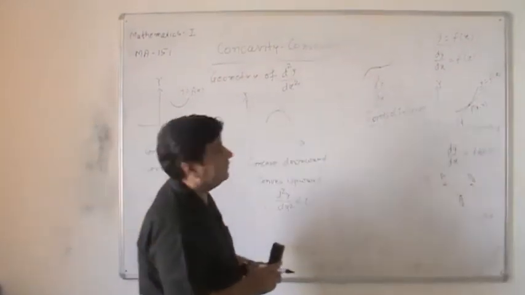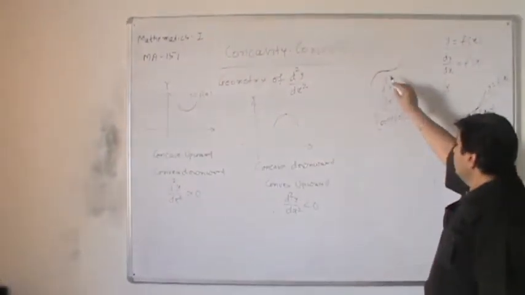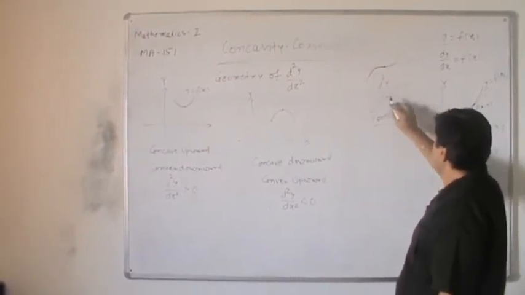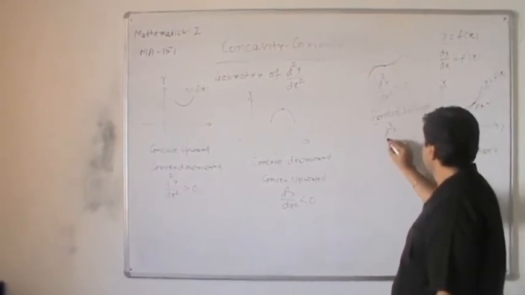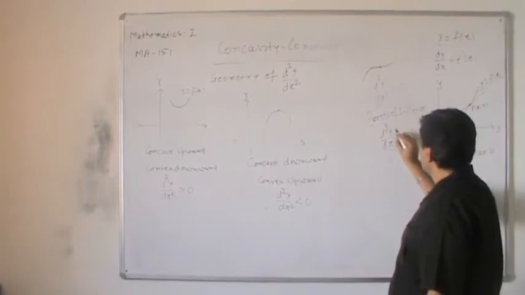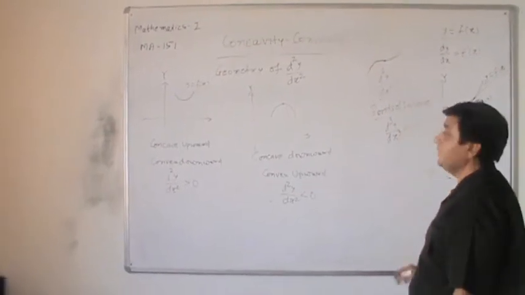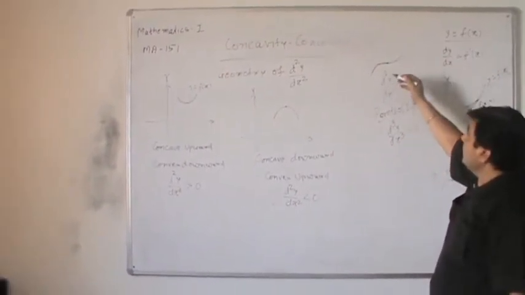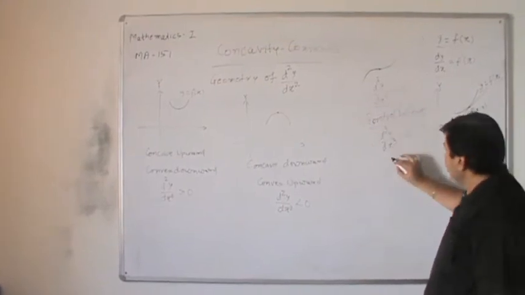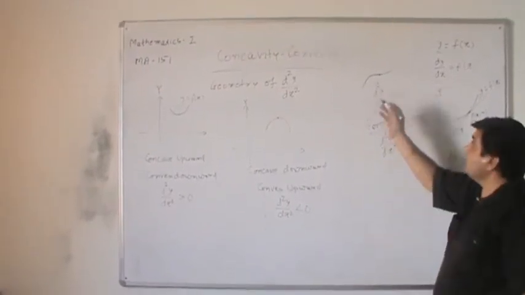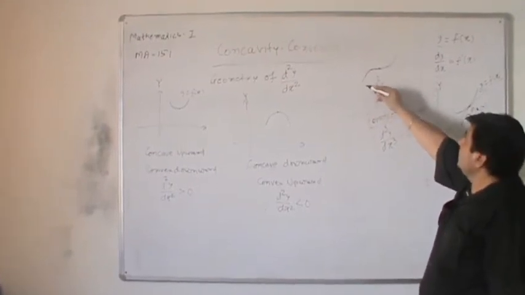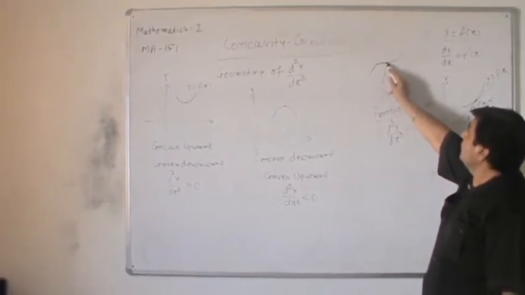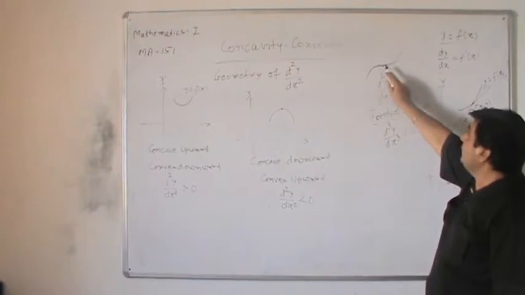Now for points of inflection, we need to observe that simply making the second derivative equal to 0 does not guarantee whether it will be a point of inflection or not. For that, we need to calculate the third derivative, and for the existence of a point of inflection, the third derivative should be non-zero. Either you apply this idea, or you can check that the second derivative changes sign as we go through this point. In that case, this point will be the point of inflection.